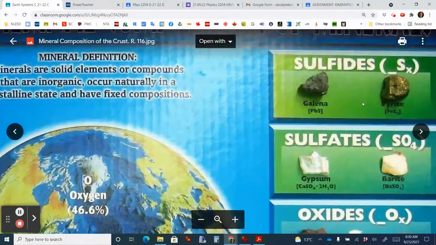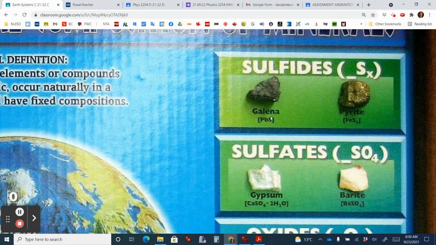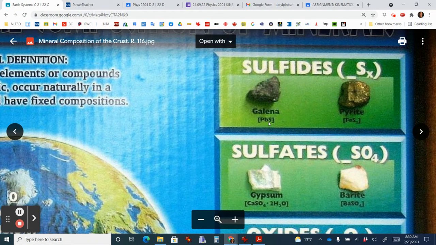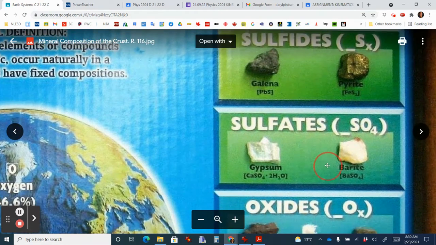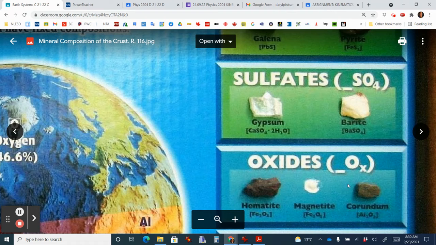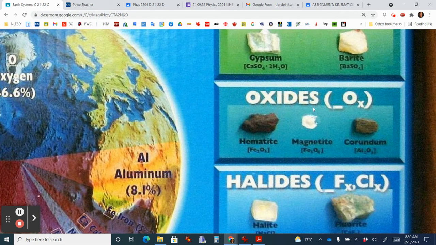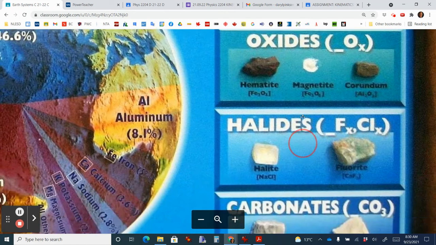We have sulfides. Sulfides always end in sulfur. Lead sulfide, iron sulfide. The sulfates always end in SO4, which is sulfate, calcium sulfate, barium sulfate. The oxides always end in O, aluminum oxide, iron oxide. Well, there are 2 different iron oxides, and I've lost my piece of magnetite, as you can see here.